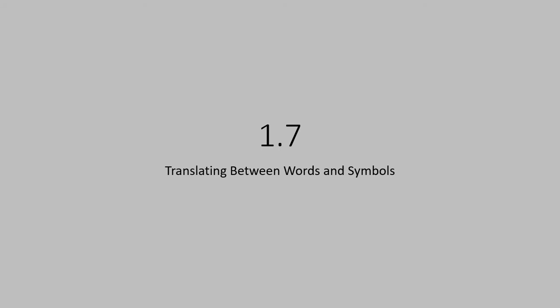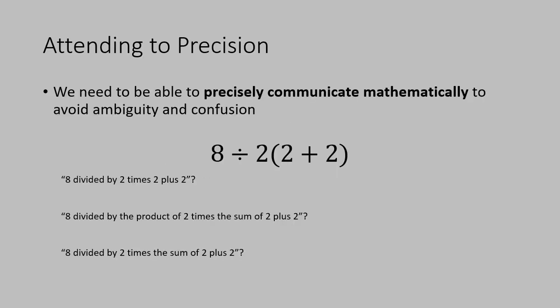This section of our lessons on introductory algebra is about translating between words and symbols. One of the standard mathematical practices is called attending to precision. The reason this is important is because, when communicating mathematically, we need to avoid ambiguity and confusion. And that seems pretty straightforward.